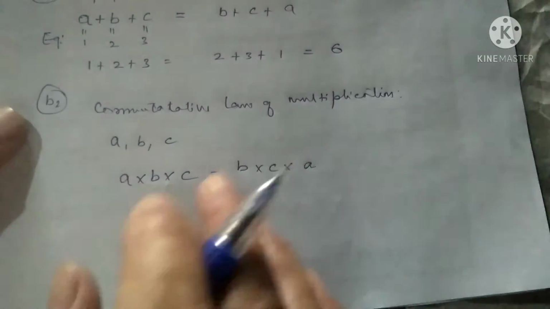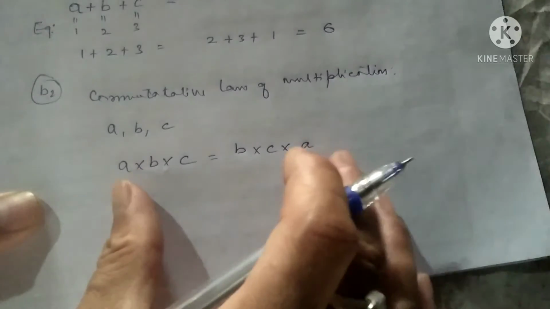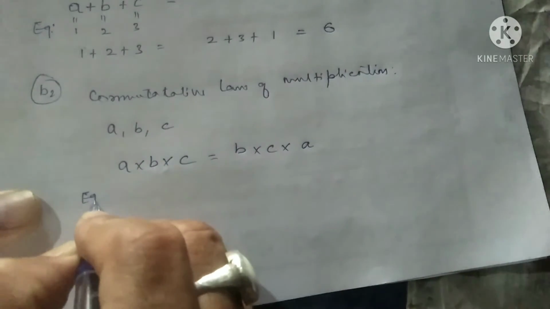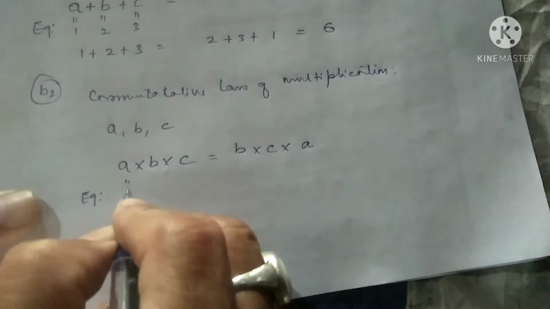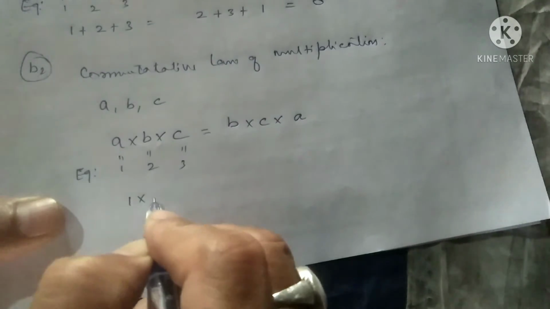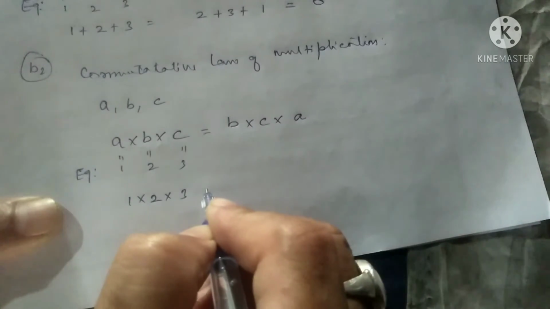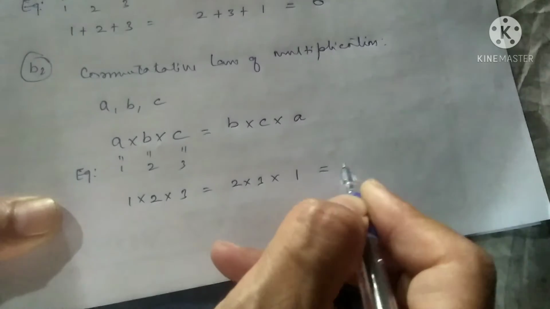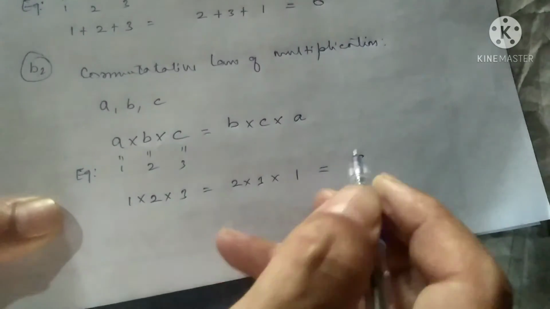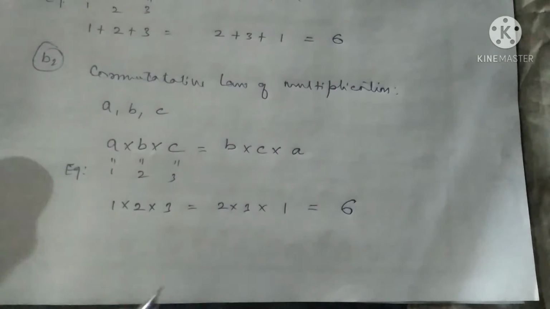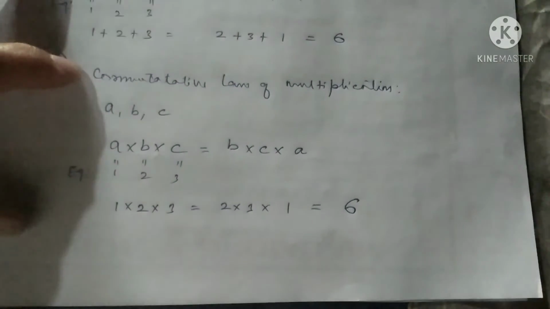Now we are going to justify whether this rule is really applicable in multiplication or not. So 1 into 2 into 3 equals 2 into 3 into 1. That means this law is valid in multiplication as well.